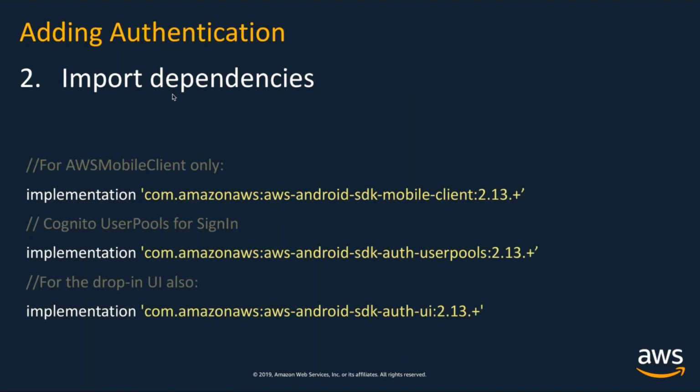The next step would be to import the dependency client SDK, the SDK for user pools in this case, because we're dealing with authentication. And also in this case, we'll be looking at some drop-in UI components. So for here, we would want the Android SDK Auth UI. Now, you don't have to use the drop-in authentication components at all. There's also API, which we'll look a little bit more at, that allows you to customize and create any type of authentication that you want.